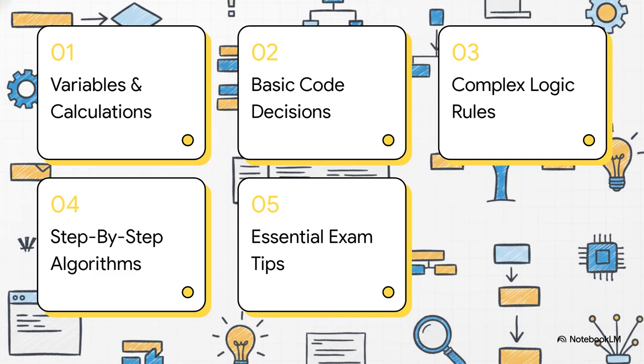Here is our step-by-step roadmap for today's explainer. We'll start with variables and core calculations, move into making basic code decisions, then navigating complex conditional logic, followed by building step-by-step algorithms, and we'll wrap up the whole shebang with some essential exam success tips.